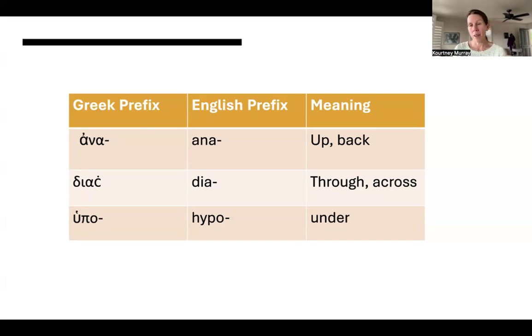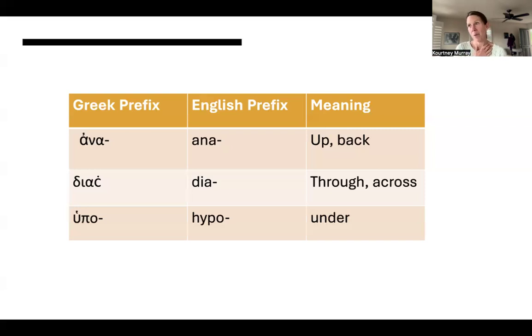Sorry, to knowing what they mean, but you have to be flexible with them. So ana, our first prefix, is a perfect example. That can mean up. There's a Greek word called anabasis, which means the way up. So it can mean that, but it can also mean back, like going backwards.